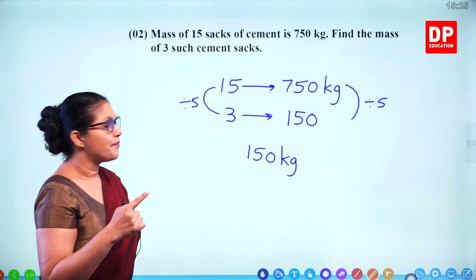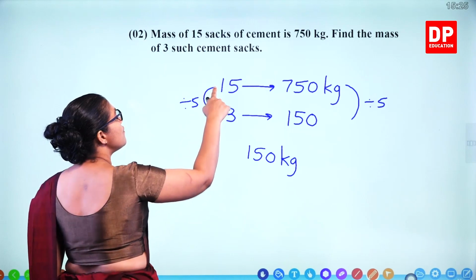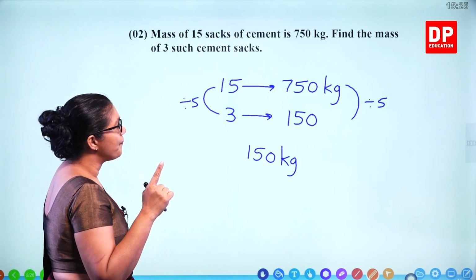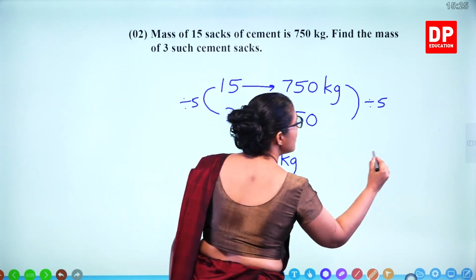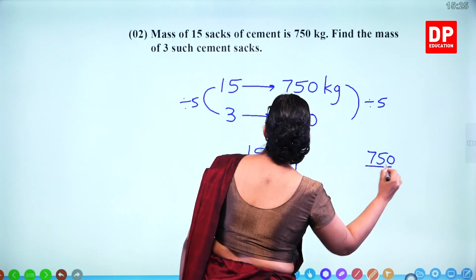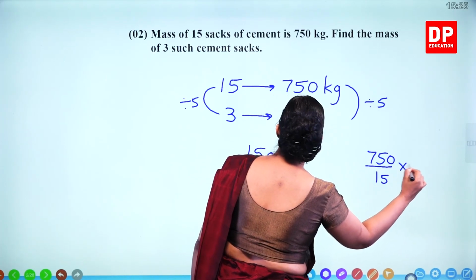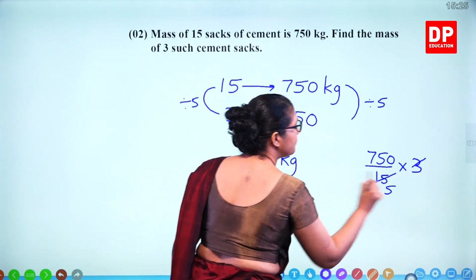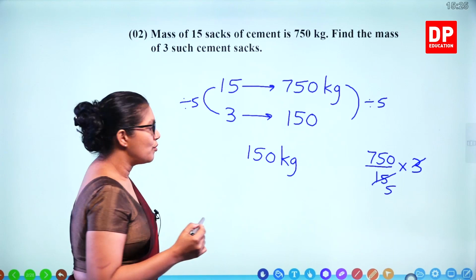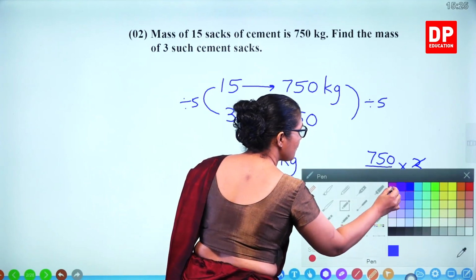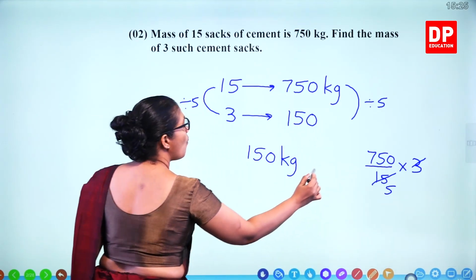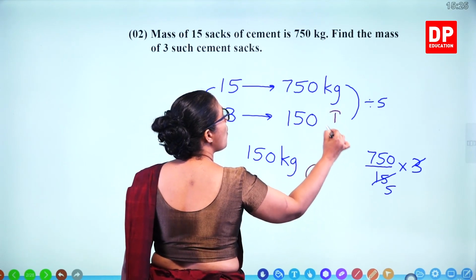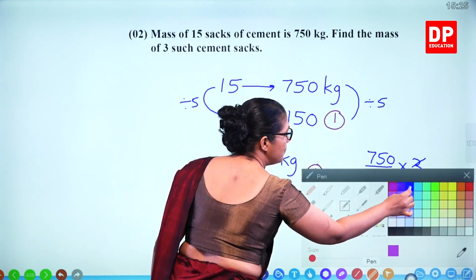If you are not seeing this one, you have not seen 15 divided by 3 is 5. You can do 750 divided by 15 and multiplied by 3. There you can see 3 times 5. So you can do it that way as well. So 2 marks, 1 mark for the answer and 1 mark for the method.